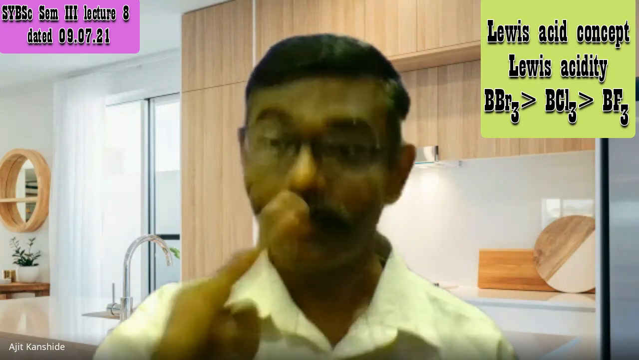Yes, Akshay, Akshata, Gitanjali, Saurabh, Shilpa, Gaurav, right. BF3 should be the strongest Lewis acid. It is as per our logic. But to your surprise, your answer is wrong. Chemistry says BF3 is a weak acid. BCl3 is a relatively stronger acid compared to BF3. BBr3 is further a stronger acid compared to BCl3. So whatever inductive effect and electronegativity phenomenon we applied, it is not applicable here.